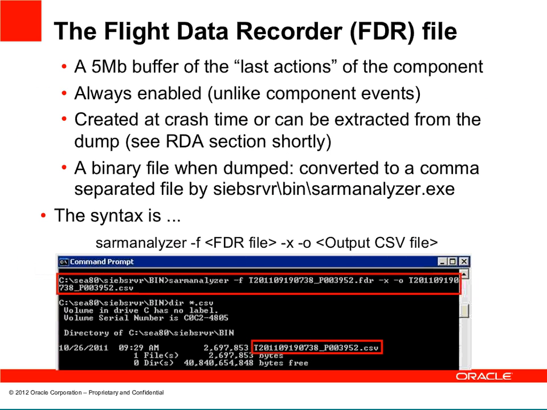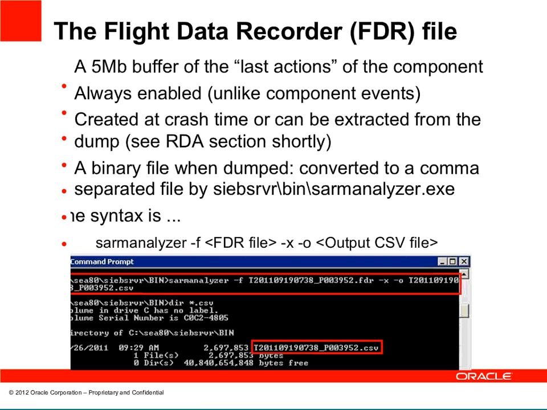Okay, and here we've got the flight data recorder file, the FDR file. This is basically a 5 megabyte rolling buffer of the contents of the actions being performed by all of the user sessions, say if it's an object manager process. The beauty of this is it's always enabled, unlike the component events, and it's dumped at the point the crash occurs. So this is an automated process, and this is massively useful from our perspective in support, because if we don't have decent amounts of event logging on the component, then this is a great way to be able to check for the most recent events.